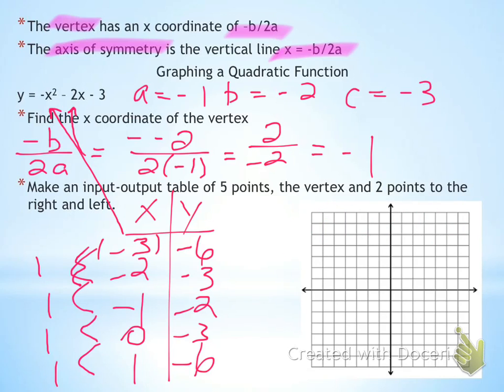And then I'm going to plot these points. So I get (-3, -6), which gives me there, (-2, -3), (-1, -2), (0, -3), and then (1, -6). So my parabola looks something like this. And so this has a maximum, which happens at my vertex since my parabola is opening down, just like we said on the previous slide. And if I wanted to write the axis of symmetry, it would be the line x is equal to -1.